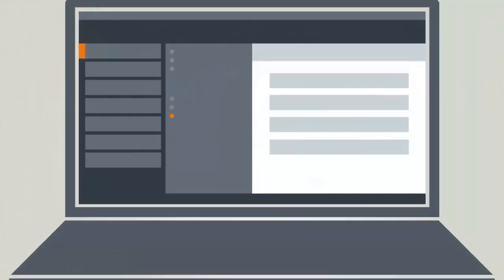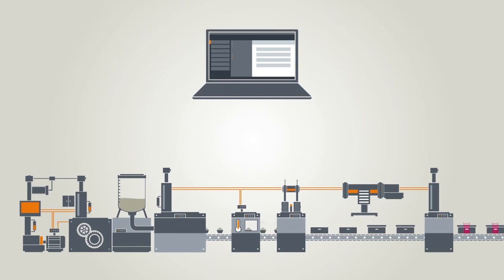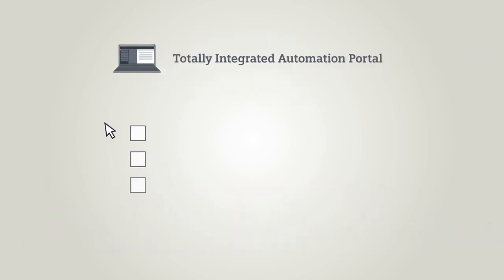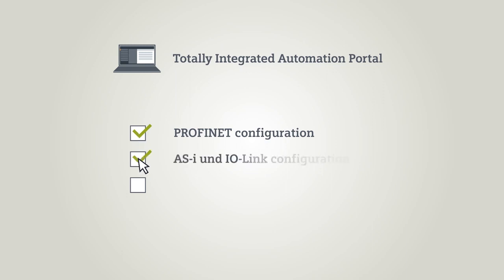When you set up your peripheral communication in TIA portal, you can configure all Profinet functions comfortably. Configure the ASI and I/O-Link field devices and ensure functional safety in the same tool.